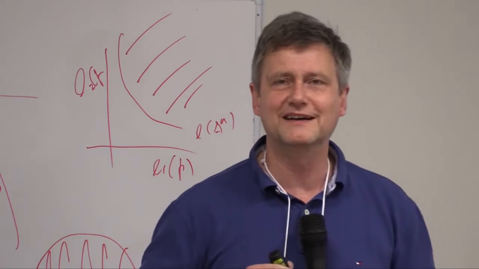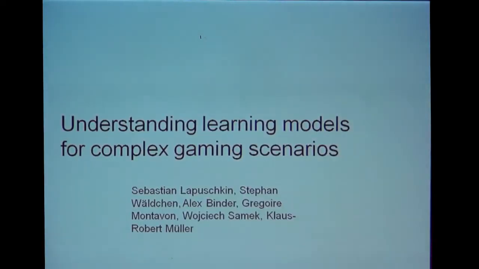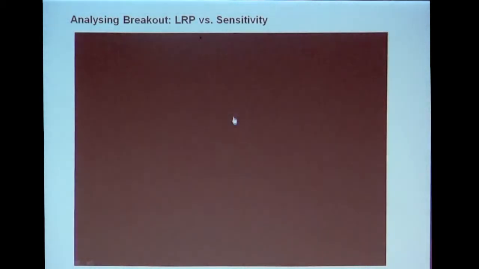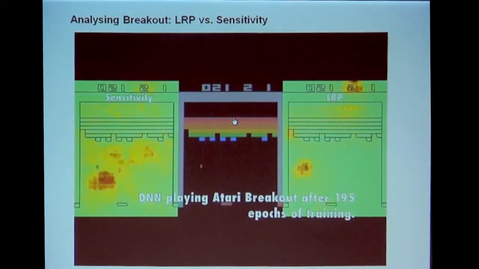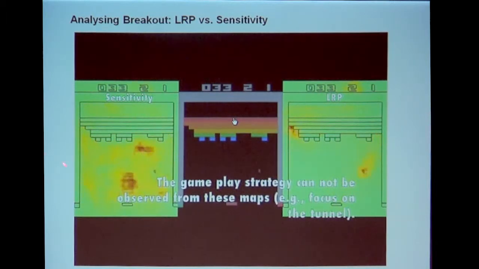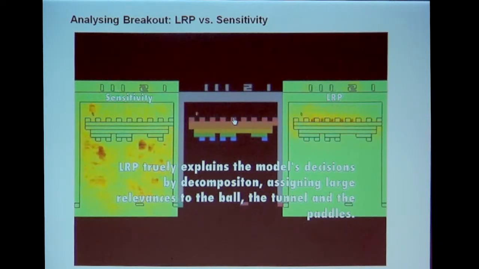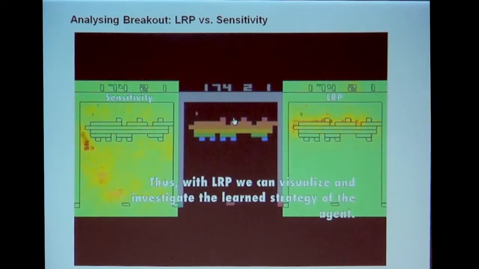There are some people that did great work on training neural networks and AIs to play strategic games. Like this one, right? That's an Atari Breakout game. Here you have some DNN playing, and we are analyzing online what the DNN is looking at, what is important for the DNN in this particular case. This is sensitivity analysis, and this is the LRP thing. If you look at it, you can actually learn about what strategy these models have learned and how they can analyze things.